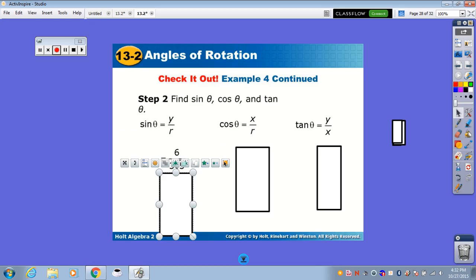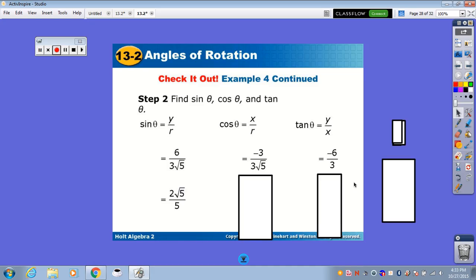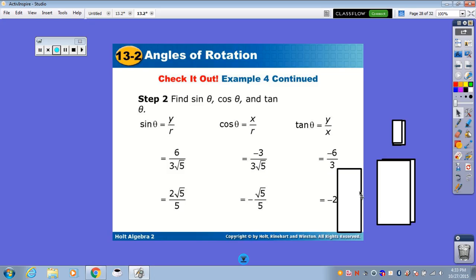we have 6 over 3 root 5, negative 3 over 3 root 5, and negative 6 over 3. Our sine and cosine ratios do need to be rationalized by multiplying by the square root of 5 and reducing by dividing by 3, and tangent reduces by dividing by 3, which gives us the answer for sine theta, this answer for cosine theta, and this answer for tangent. You will notice that due to that angle being in the second quadrant, cosine and tangent are both negative, whereas sine is still positive.